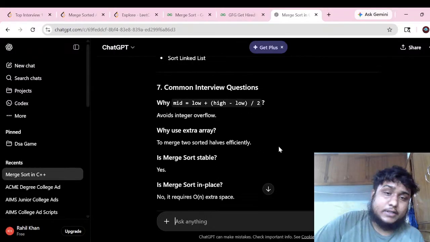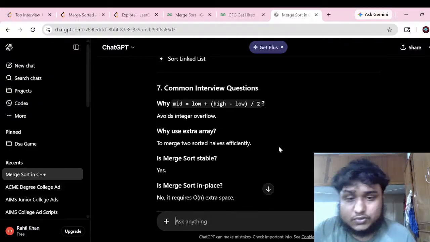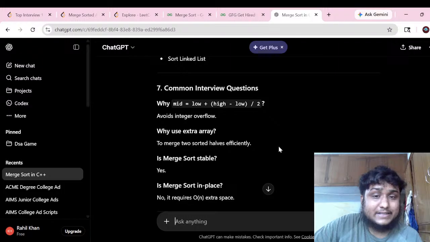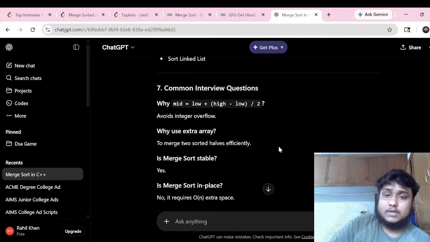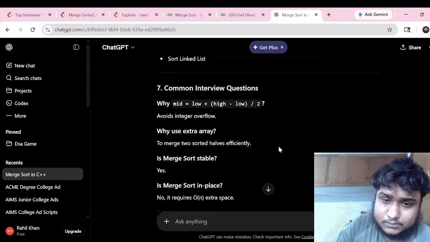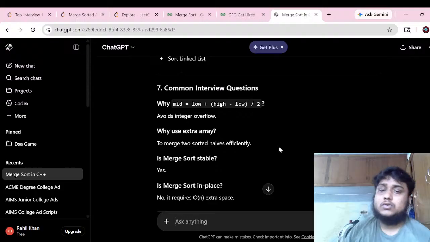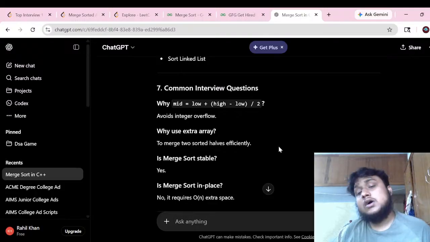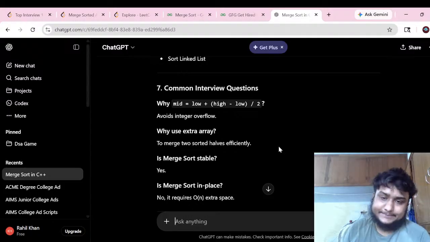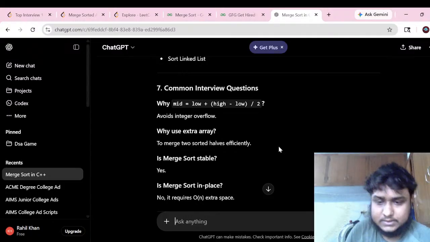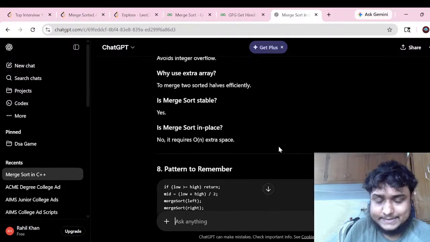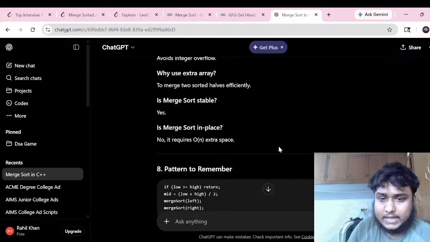Common interview question: why mid is equal to low plus (high minus low) divided by 2? It avoids integer overflow. Why do we use an extra array? To merge the two sorted halves efficiently. Is merge sort stable? Yes. Is merge sort in place? No, it requires O(n) extra space.